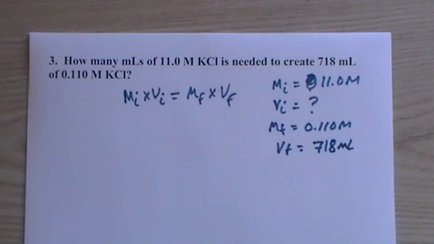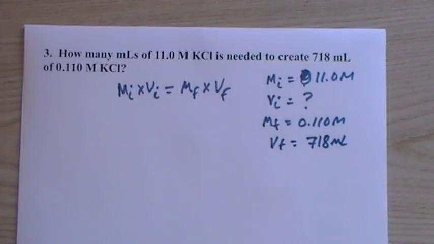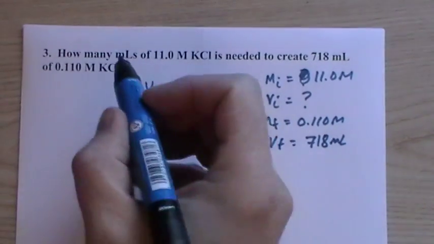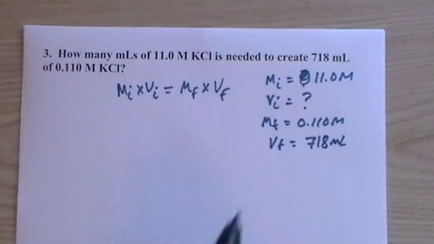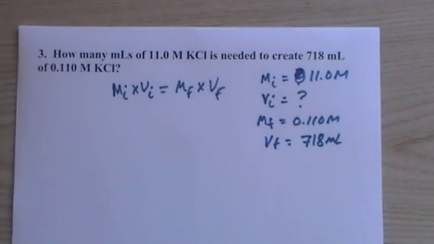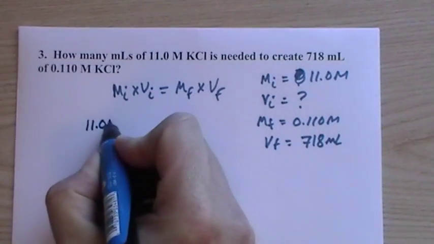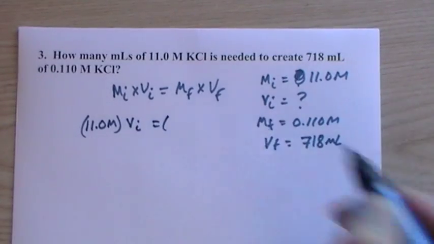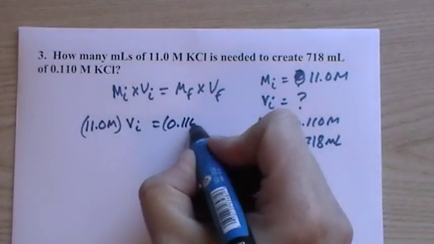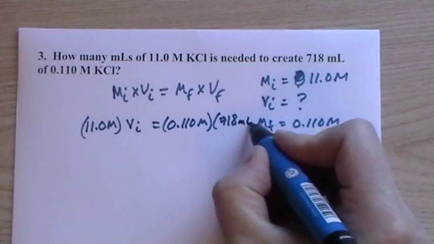And since we only have one volume, I'm going to leave it in mils, just so you can see that you do end up with mils as your volume. And that's what they're asking for anyway. If you change this over to liters, your answer would be in liters, and then you'd have to convert back to mils. So might as well leave it alone. Okay, so put this in here. We have 11 molar, and we don't know this volume. Our concentration is 0.110 molar, and our volume is 718 mils.